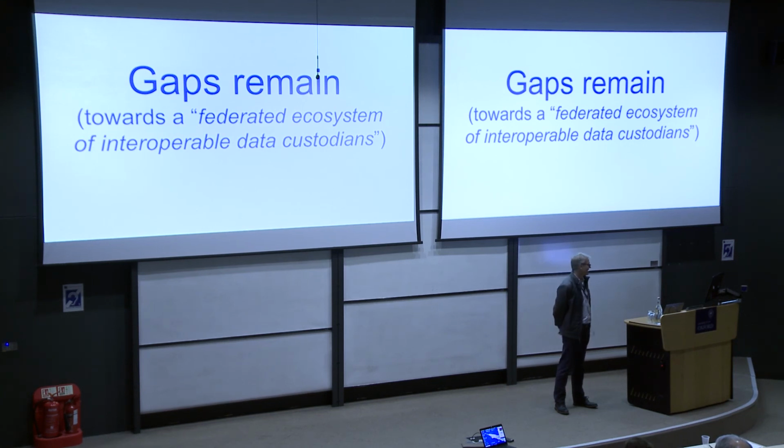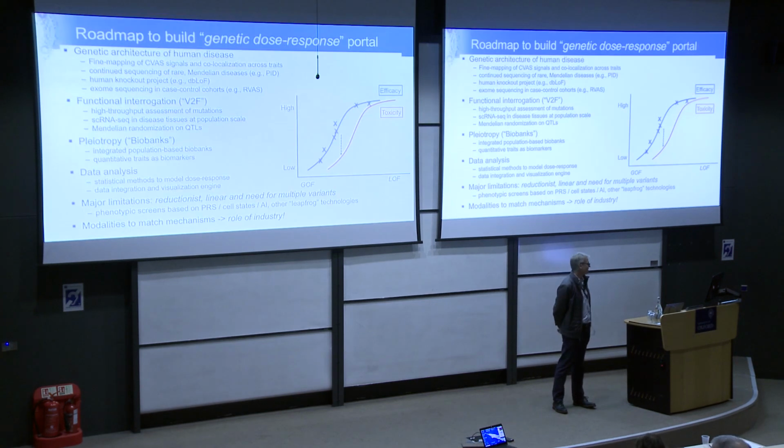In the pre-reads, there was a term that I really like, the federated ecosystem of interoperable data custodians. So how do we actually become this federated ecosystem of data custodians? And I'll just throw out a few examples of what I think are going to be important for building out this roadmap. First, I think we need to continue to understand the genetic architecture of complex traits.